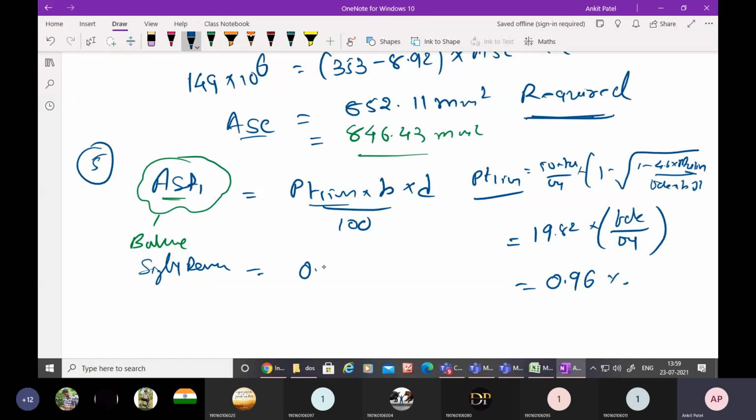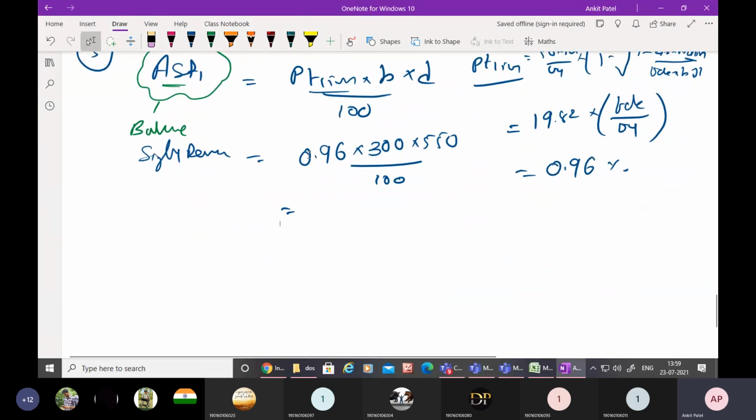So this answer is 0.96 into B, which is 300, and D, which is 550, divided by 100. So you will be able to get the answer. That is AST1, and that is nothing but 1584 mm square. Clear? So this is your AST1. So the first part is clear.